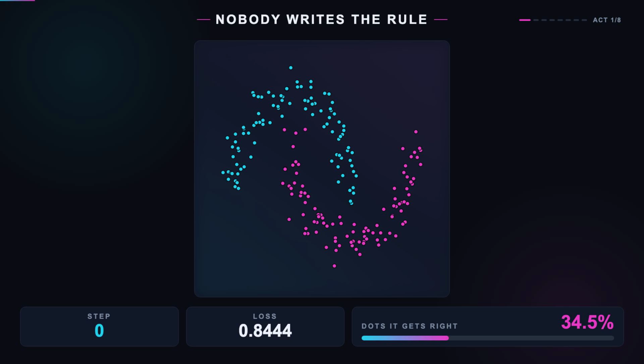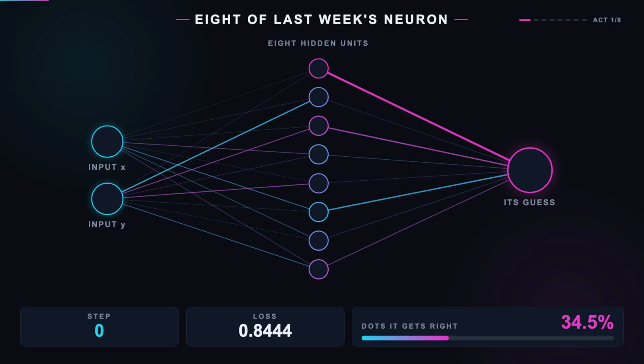So here is the part that should sound impossible. We are going to build something that finds that split by itself, and nobody is going to tell it the rule. No formula for the curve. No if statements. Nobody writes down where the boundary goes. This is the thing that has to figure it out.